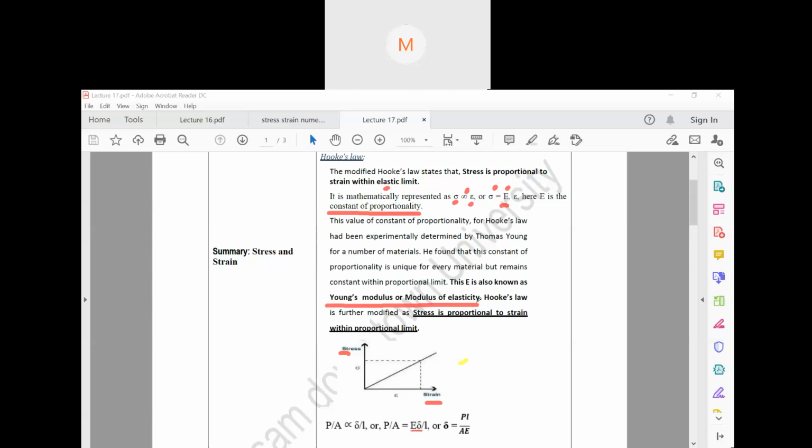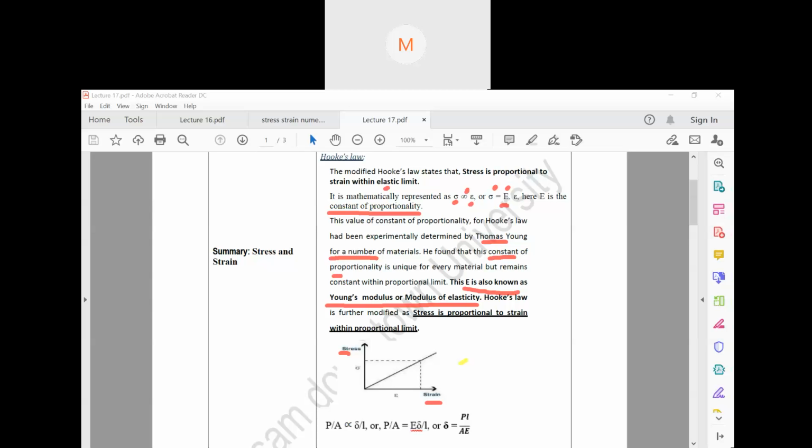This is a very important term, I'm telling you. This is known as Young's modulus or modulus of elasticity. This was determined by Thomas Young. So this was experimentally done by Thomas Young. And the constant of proportionality, that means Young's modulus, is actually a property of the material. So it depends upon the various materials. It varies according to the materials.